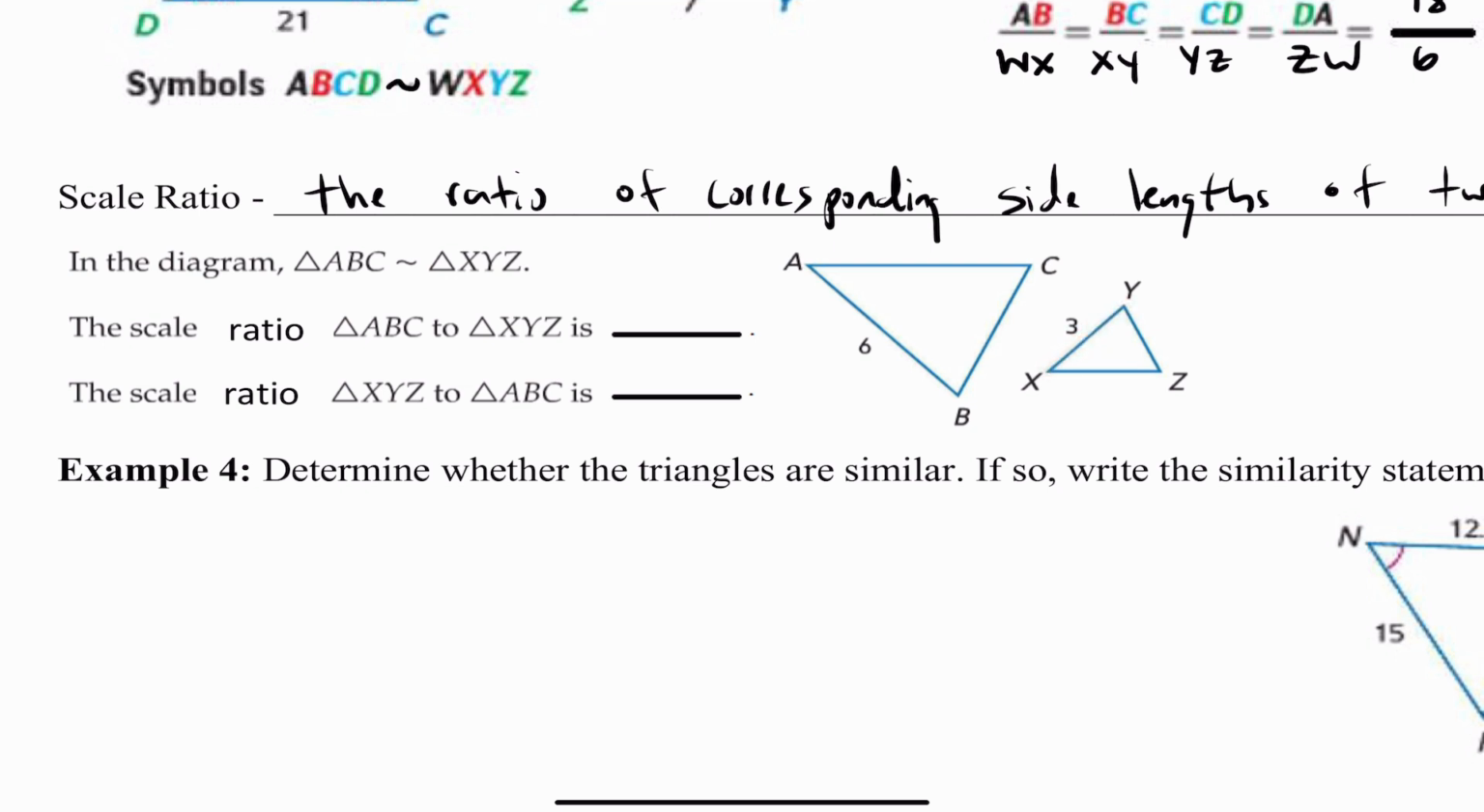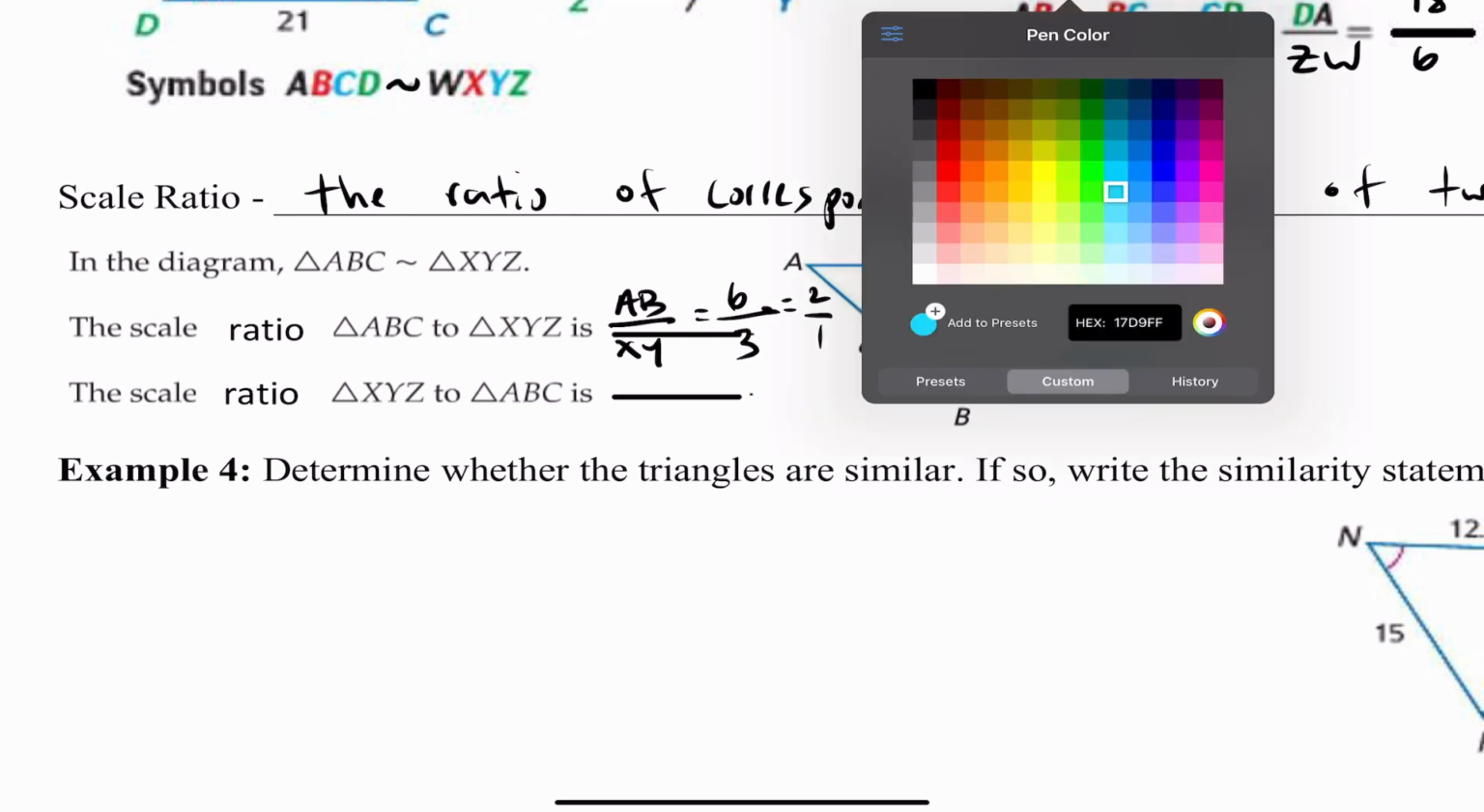So then I can create a ratio from AB to XY. So AB to XY is 6/3. But what's the problem? The problem here is that, yes, this is our ratio, but it's not simplified. So we need to simplify that to 2/1. Okay? So 6/3 is equal to 2/1. Go ahead and use a different color.